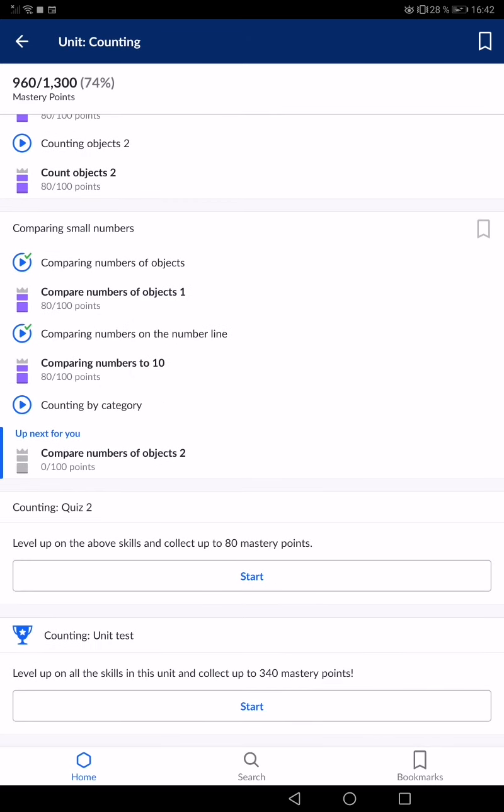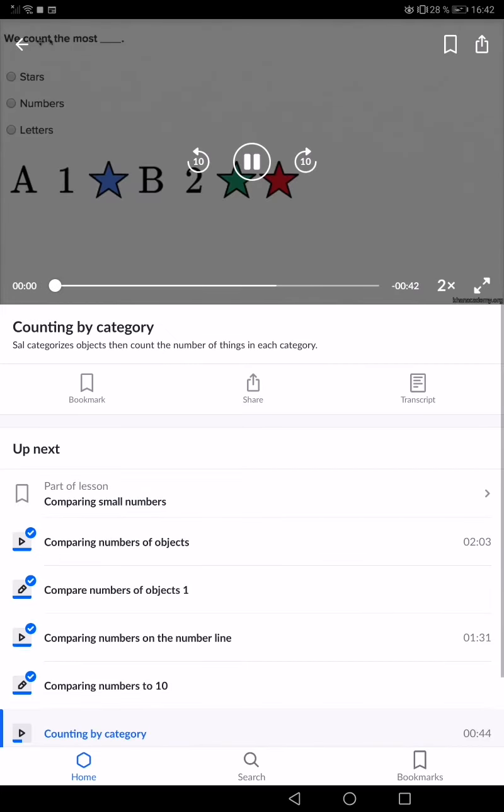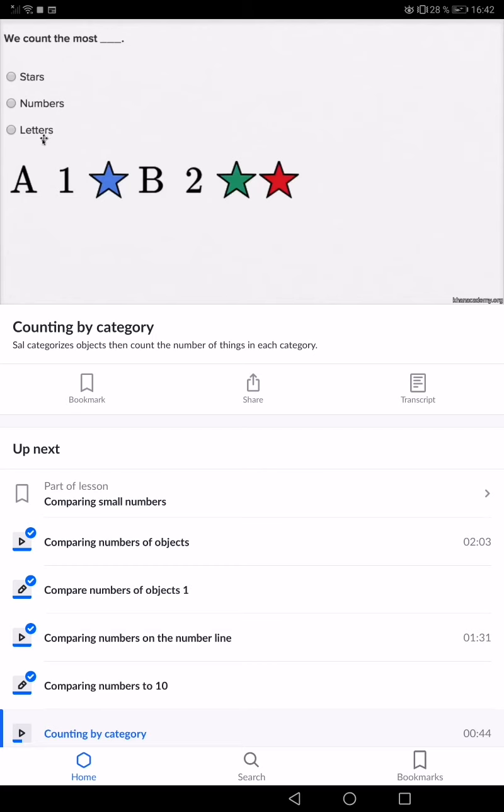Comparing numbers, okay, counting by category. We count the most stars, numbers, or letters. So let's see this. Let's count each of these. So if we look at the number of stars, we have 1, 2, 3 stars. How many numbers do we have? We have 1, 2 numbers. How many letters do we have? We have 1, 2 letters. So what do we have the most of? We have the most stars. 3 stars, only 2 numbers and 2 letters.